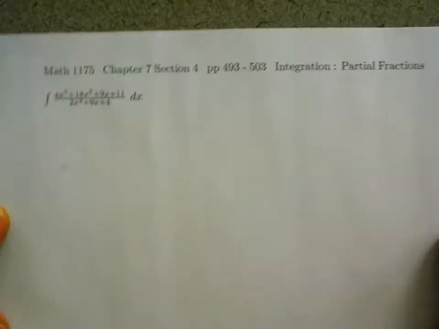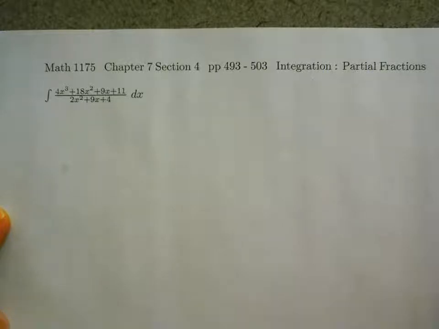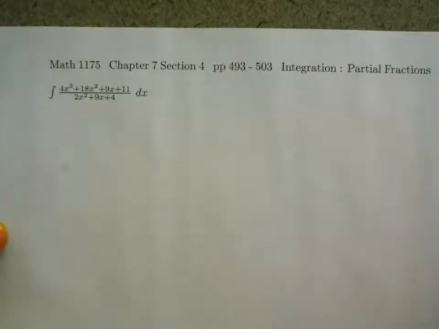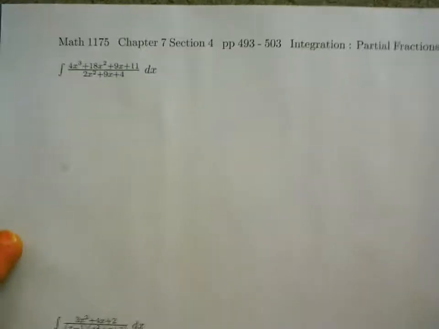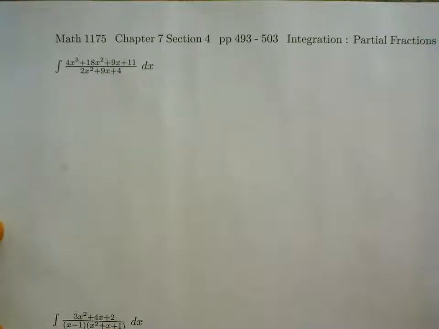On the next page, we've covered the 4 cases. So here's just sort of a random selection. The indefinite integral of the rational function, the numerator is 4x to the third plus 18x squared plus 9x plus 11. The denominator is 2x squared plus 9x plus 4. So what's the first thing to do on this one?